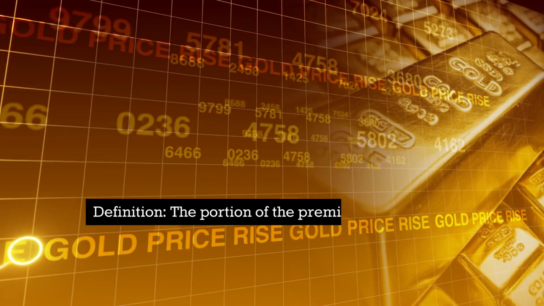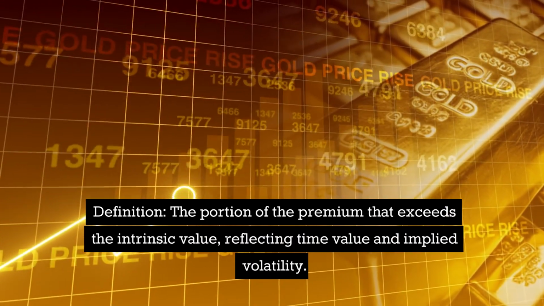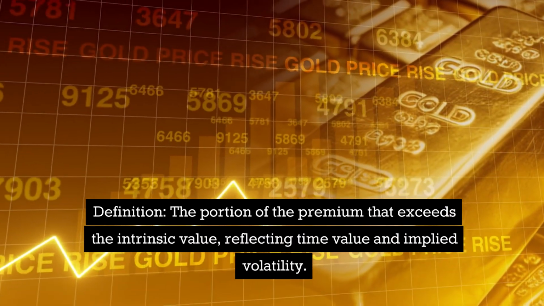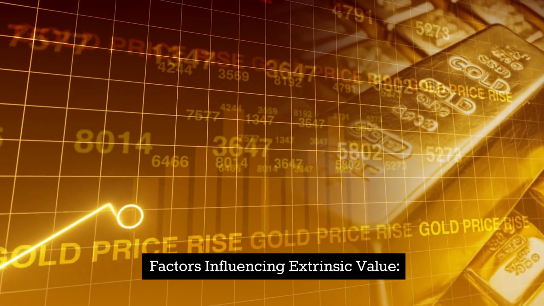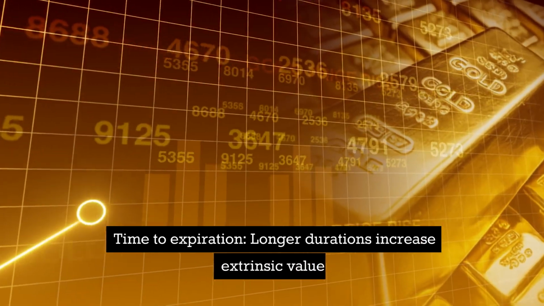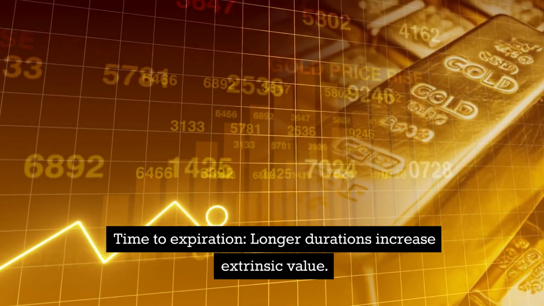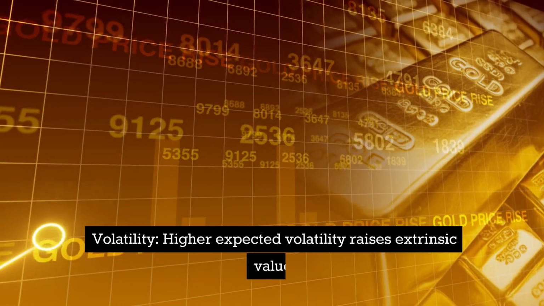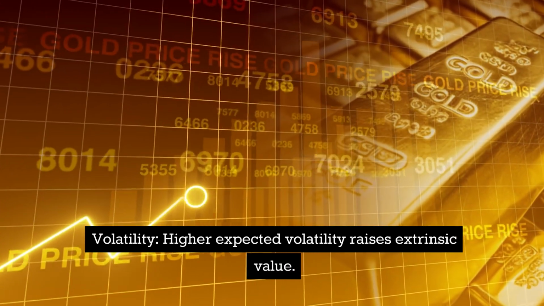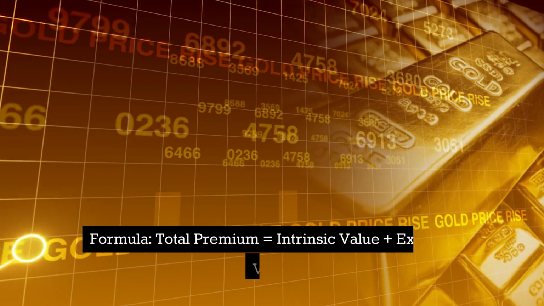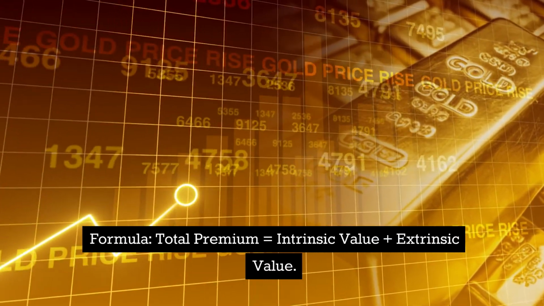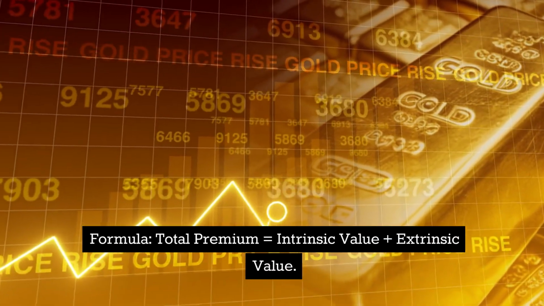Extrinsic value. Definition: the portion of the premium that exceeds the intrinsic value, reflecting time value and implied volatility. Factors influencing extrinsic value: time to expiration, longer durations increase extrinsic value. Volatility, higher expected volatility raises extrinsic value. Total premium. Formula: total premium equals intrinsic value plus extrinsic value.